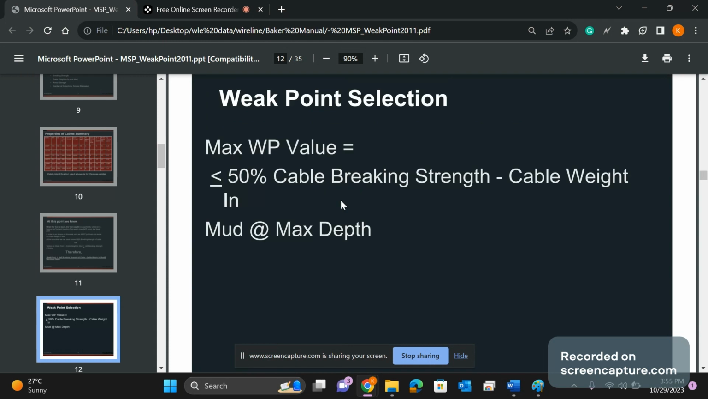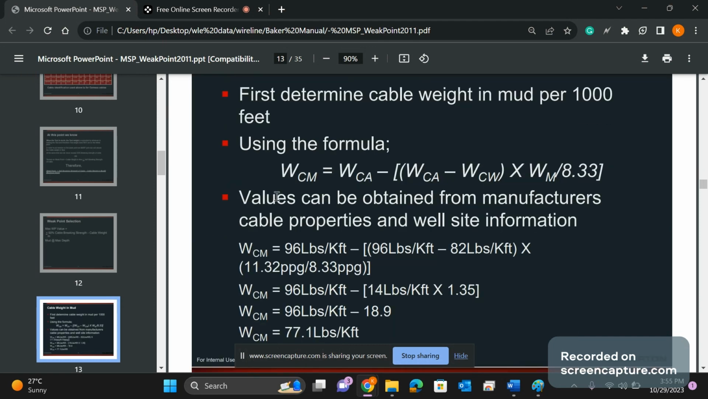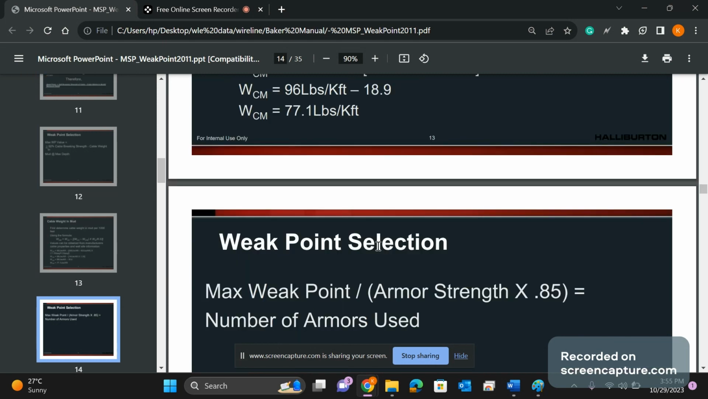So the unknown is, we know from the cable specification what the cable breaking strength is, and we can calculate our cable weight in mud and maximum depth. This is the formula that we used for calculating the cable weight in mud. You just need to know the density of the wellbore fluid, and you can calculate the weight of the cable in that mud.